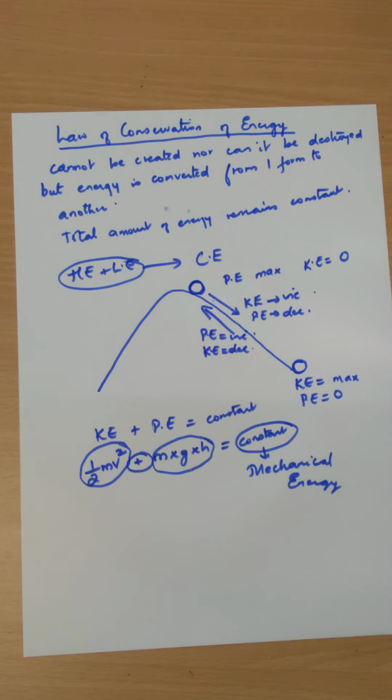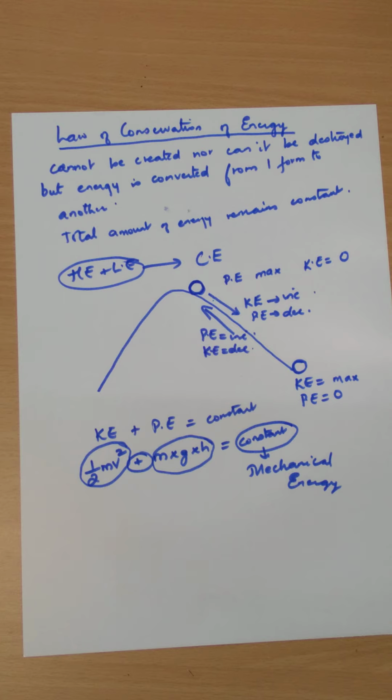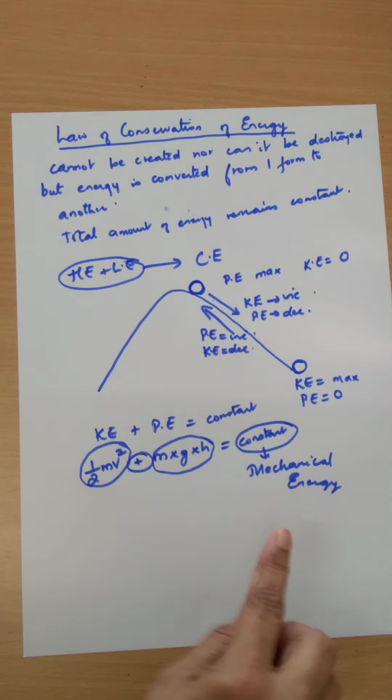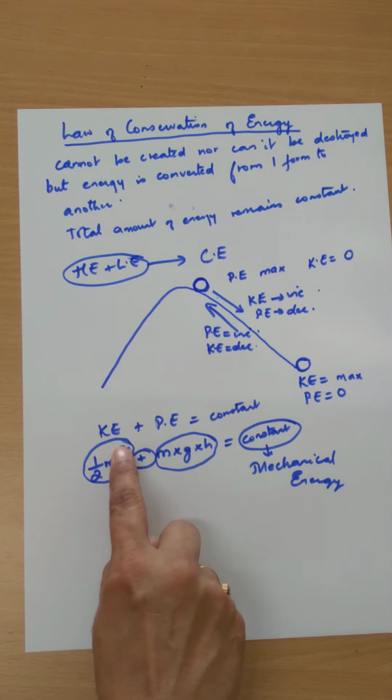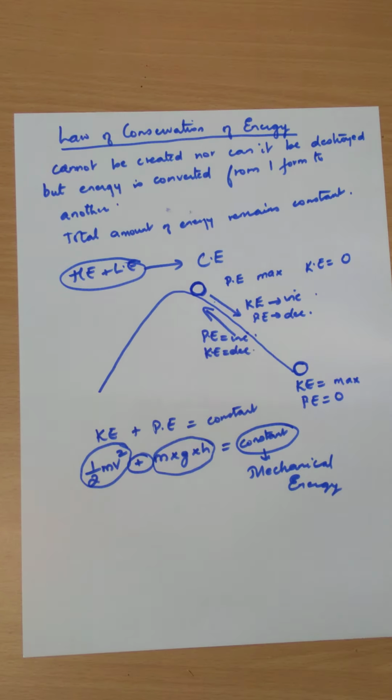Is that clear? So the total amount of energy remains constant. That's kinetic energy plus potential energy is constant, and that constant is called mechanical energy. So mechanical energy is basically the sum of kinetic energy and potential energy. So when a body possesses both kinetic and potential energy, it is called mechanical energy.